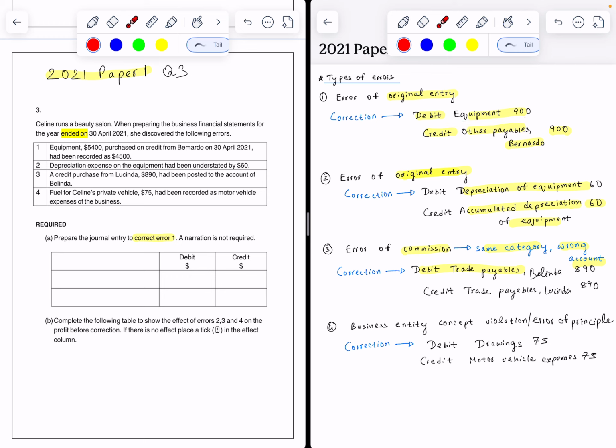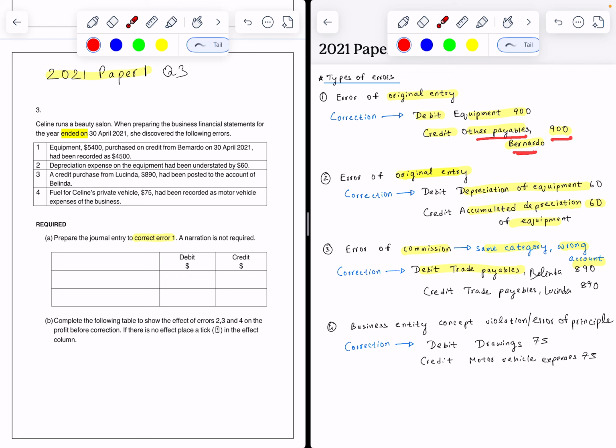Simultaneously, we know we bought this equipment on credit from Bernardo. Bernardo is supposed to be paid $5,400, but in our books we recorded the transaction at $4,500. Bernardo is a current liability for the business because we expect to pay Bernardo as soon as possible. So we originally ended up recording Bernardo at $4,500, but now we have to increase our obligation by $900 more. So we understand Bernardo is a liability, so when liabilities increase, we credit them. So we credit the account for Bernardo by writing other payables, specifically the account for Bernardo, by $900, which means liabilities are also increasing.